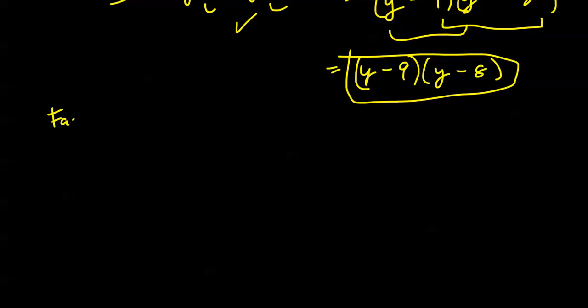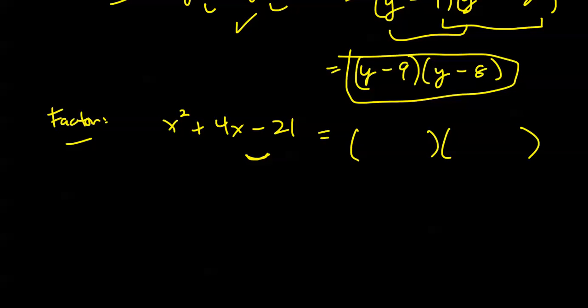Factor x squared plus 4x minus 21. Well, here the last term is negative. That means if I try to unfoil this as a product of two binomials, well, these last signs are not going to be the same. Because the only way it is negative is to get a positive times a negative, right? So I know my answer is going to look like this. I've got to play around with some factors of 21 here. I think 7 and 3 will do.